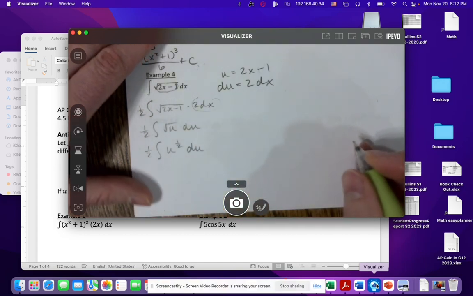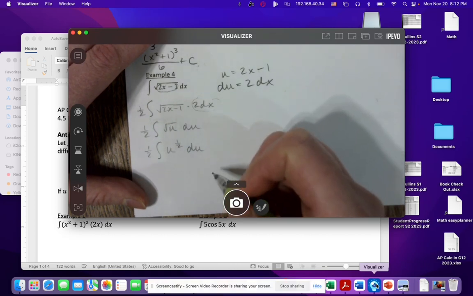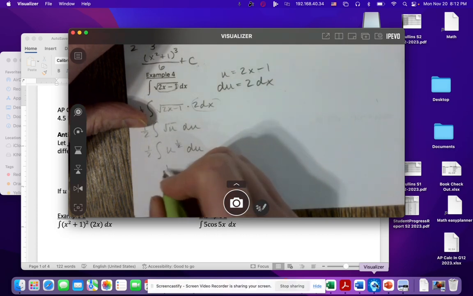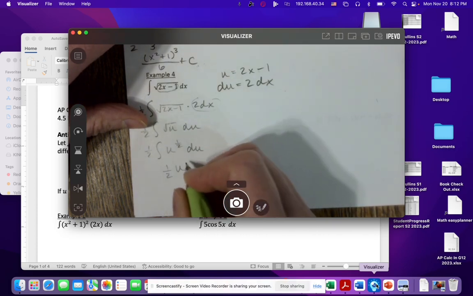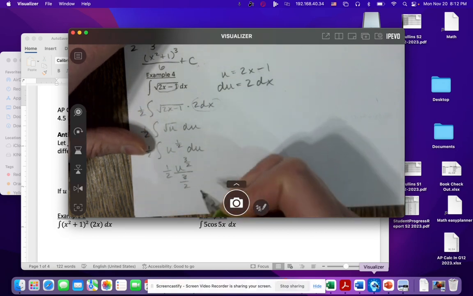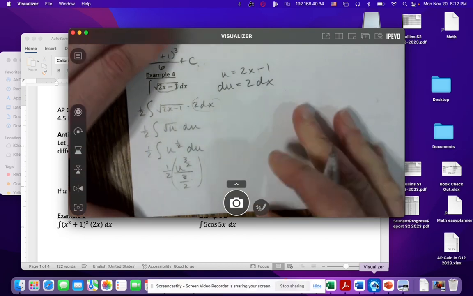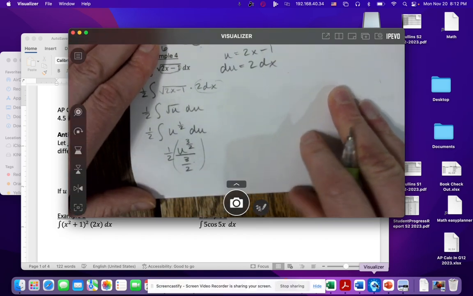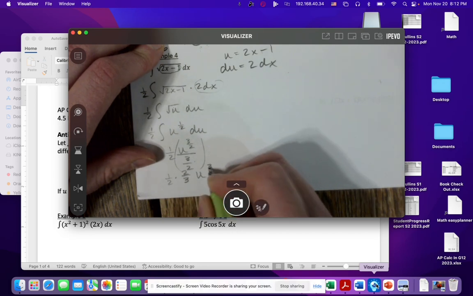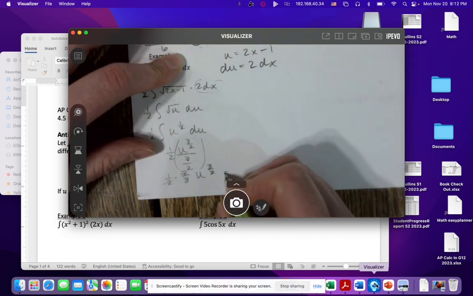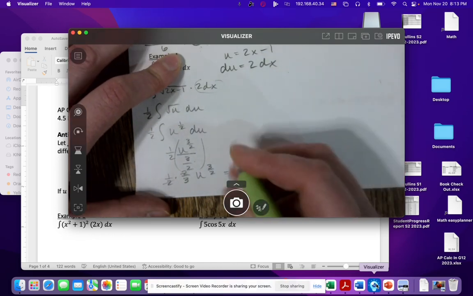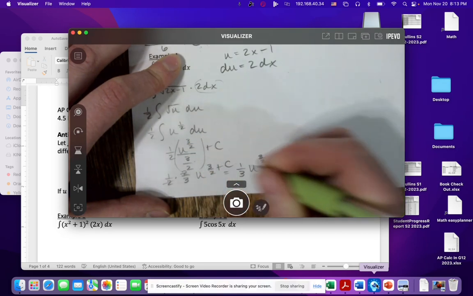I'm doing so many steps on this. This is really just a couple lines of work for this problem, but because it's brand new, I'm showing a lot of extra steps. I do need to add 1 to my exponent now. So that's going to be u to the 3/2 power, and I have to divide it by 3/2. So if I'm dividing by 3/2, I would really want to multiply by 2/3. So I'm going to have 1/2 times 2/3 times u to the 3/2. So that's going to equal 1/3 u to the 3/2. And then, oh, I'm forgetting my c, plus c.